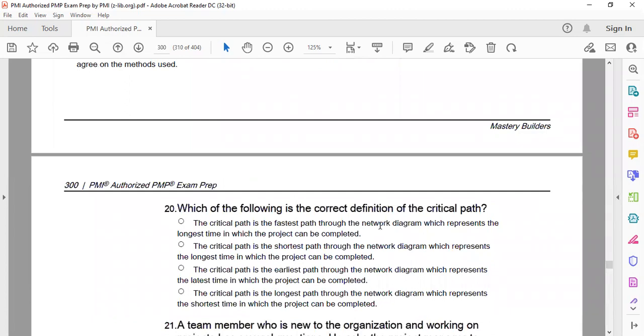Number 20, which of the following is the correct definition of the critical path? Let's see how much you have in your memory. The critical path is the fastest path through the network diagram which represent the longest time in which the project can be completed. Is the shortest path? No, it cannot be the shortest path. The critical path is the earliest path. Earliest path? What is earliest path? There's nothing called earliest path. The critical path is the longest path through the network diagram which represent the shortest time in which the project can be completed. So decide A or D.